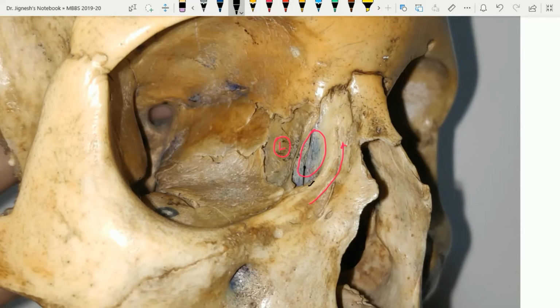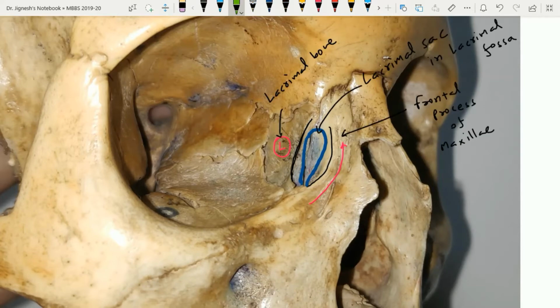The anterior margin of this lacrimal fossa is formed by the lacrimal crest of the frontal process of the maxilla, and the posterior margin of this fossa is formed by the lacrimal crest of the lacrimal bone. And within this lacrimal fossa, the lacrimal sac lies, which is continuous below with the nasolacrimal duct. This lacrimal fossa is covered from the lateral side by one fascia, and this is the lacrimal fascia.